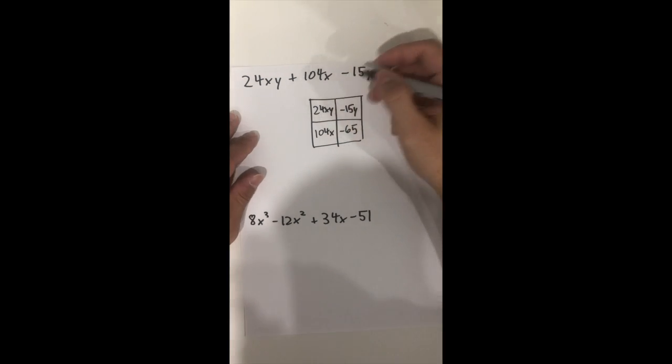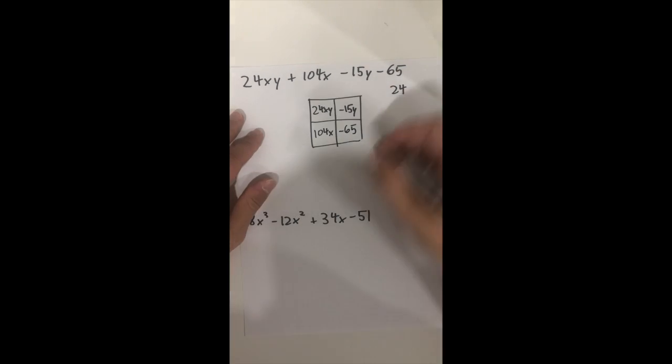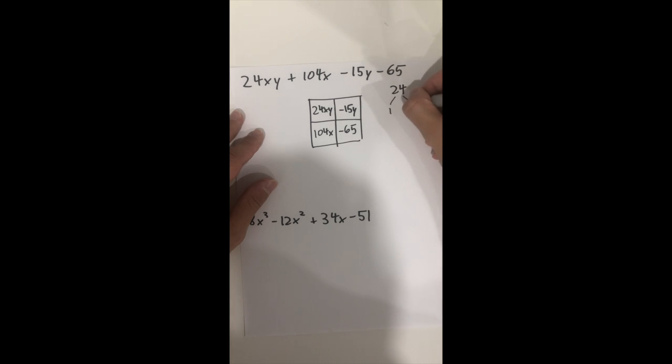So I'm going to start with the top left. I have 24xy. I'm going to start by focusing on the 24. Now I'm going to list all the factors of 24. So as you can see here, we got 2, 12, 3, 8, 4, 6.